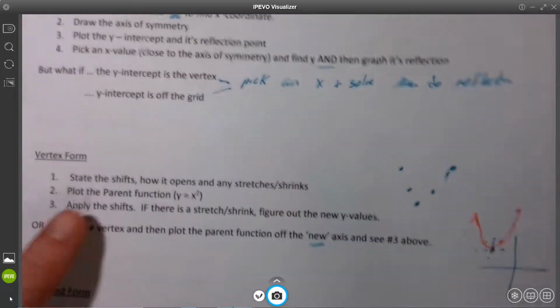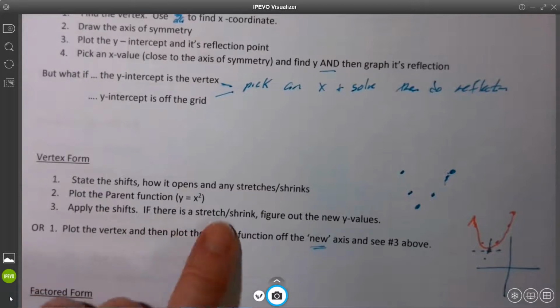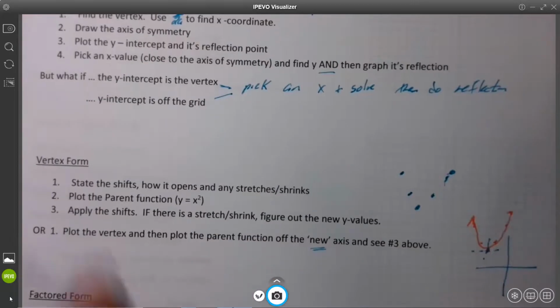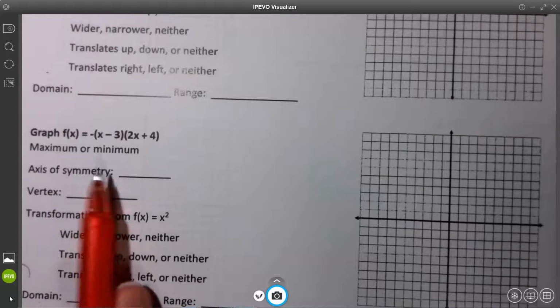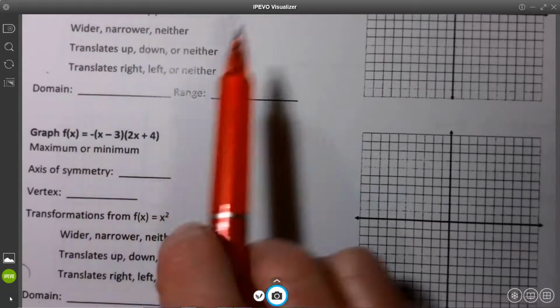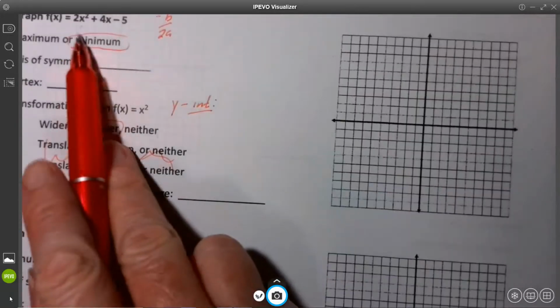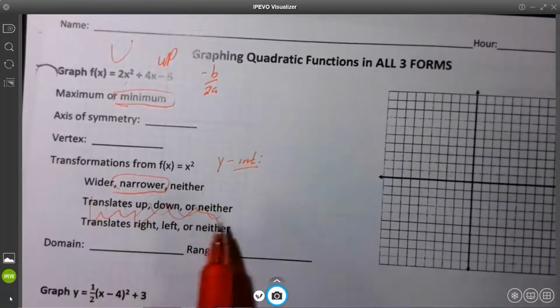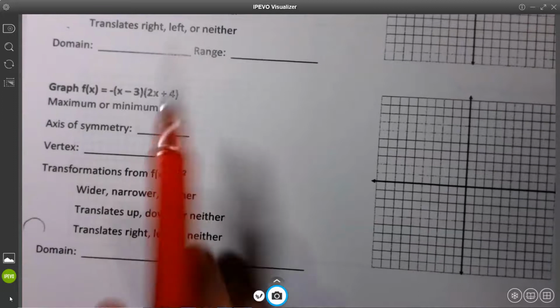So vertex form, you're going to state the shifts. How does it open? What are the stretches and shrinks? Plot the parent function. Apply the shifts and the stretches and the shrinks. Okay. This one is intercept form. And notice the stretches on these, they work themselves out because you're picking points and you're picking your y-intercept. Stretches and shrinks on these work themselves out also.